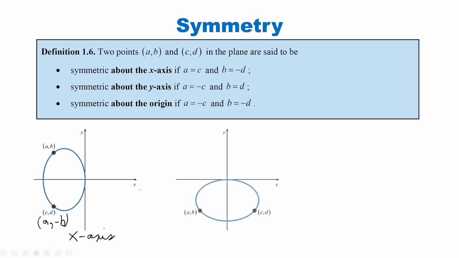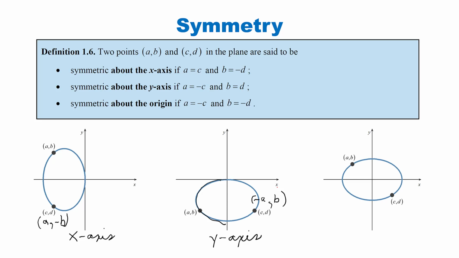A graph is symmetric about the y-axis, as right here, if A equals negative C, or that would mean that C equals negative A, and if B equals D, or D equals B. So we have two points on our graph there. And for a mirror reflection of this graph across the y-axis, you can kind of get a visual of that. If you imagine taking this left half and flipping it across the y-axis, it gives you the right side there.